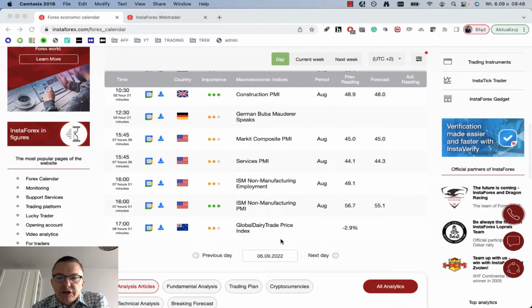The same situation is present during the New York session. Markit composite PMI, services PMI, and ISM non-manufacturing employment data are scheduled for release during the New York session. Non-manufacturing PMI is scheduled for release at 4 o'clock as well. So a bunch of kind of important data from the US, and at the end of the trading day, data from New Zealand in the form of the global dairy trade price index.